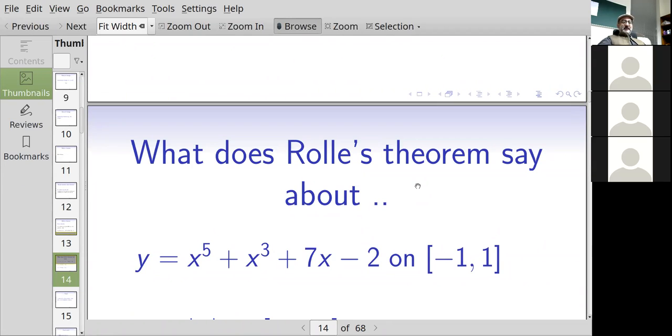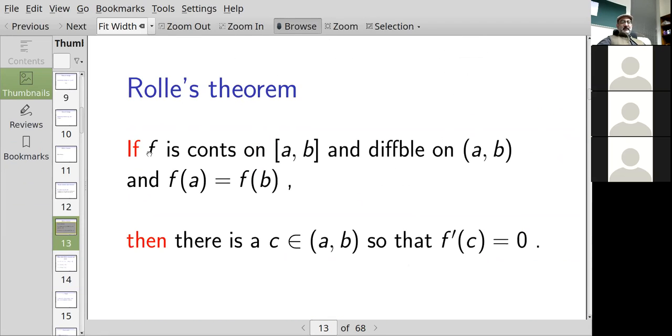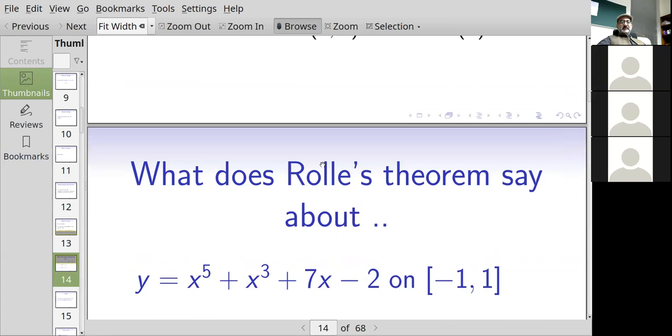All right. So let me ask you. Supposing that I've got this function, y of x equals x to the 5th plus x cubed plus 7x minus 2 on the closed interval from -1 to 1. Does Rolle's theorem say anything about this function? Can I use Rolle's theorem? In order to use Rolle's theorem, the function has to be continuous on closed a, b, all right? So is this function continuous on -1, 1?